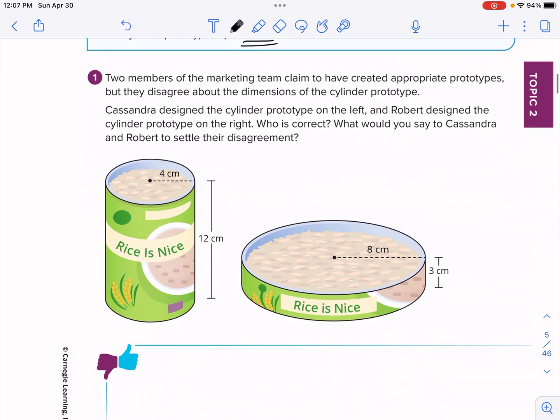And then number 1. 2 members of the marketing team claim to have created appropriate prototypes, but they disagree about the dimensions, so like the height and the width. And then Cassandra designed the cylinder prototype on the left, so it's Cassandra on the left. Robert designed the one on the right, who is correct? And what would you say to Cassandra and Robert to settle their disagreement? Okay, so which one is correct and which one is incorrect?